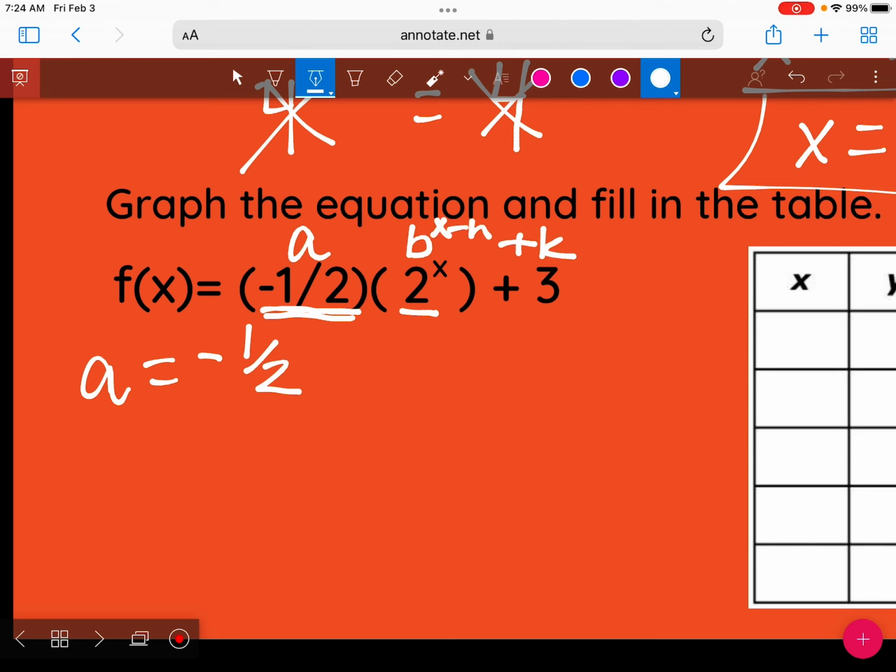So what's h? Not 2. It's b to the x minus h. We don't have an h. Correct. It's just 0. And what is our k value? 3. Yep. So, do you remember what value we used to plot points?